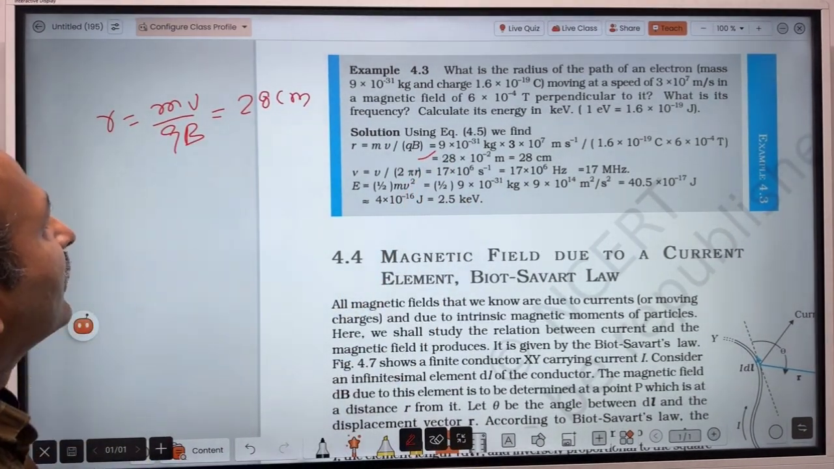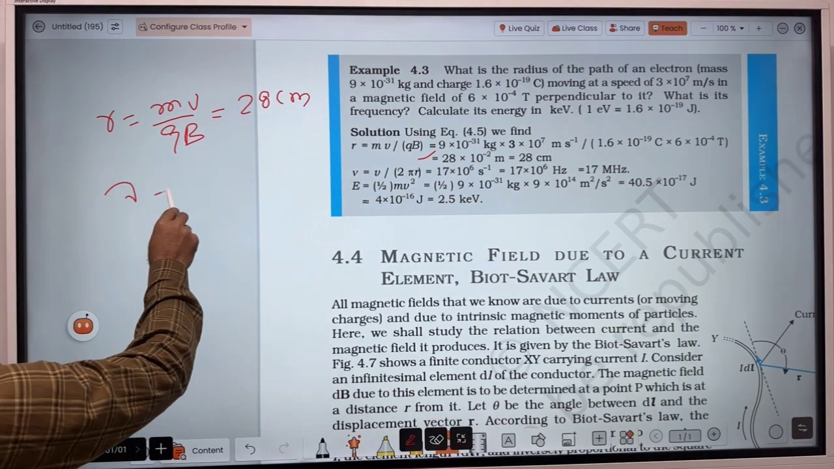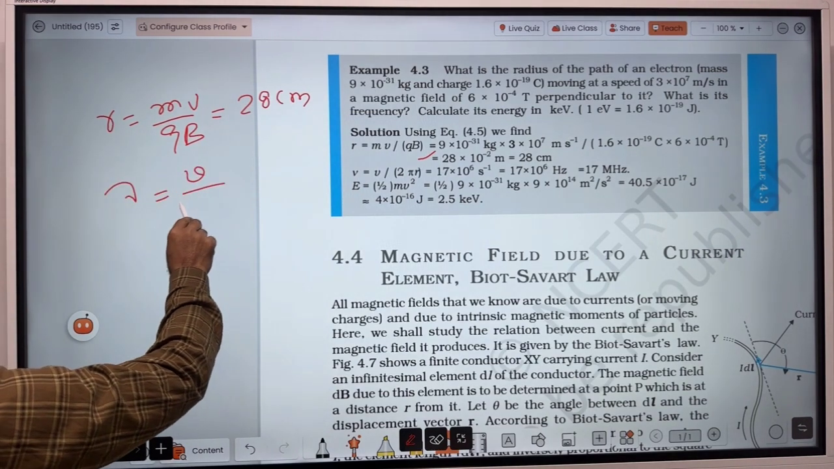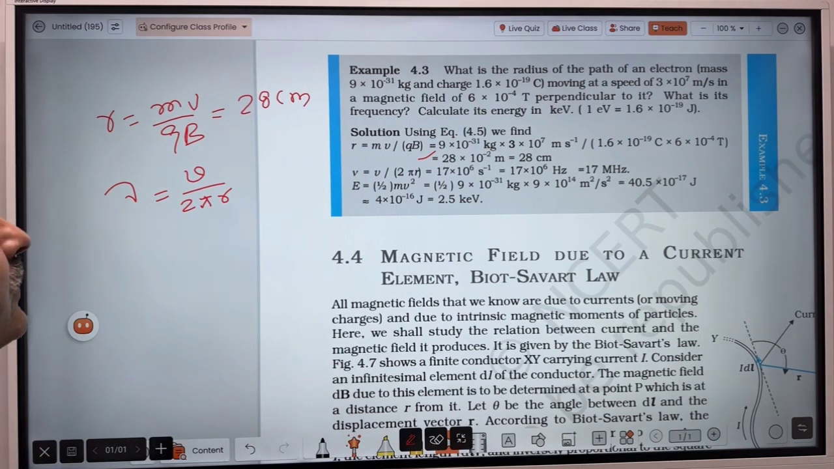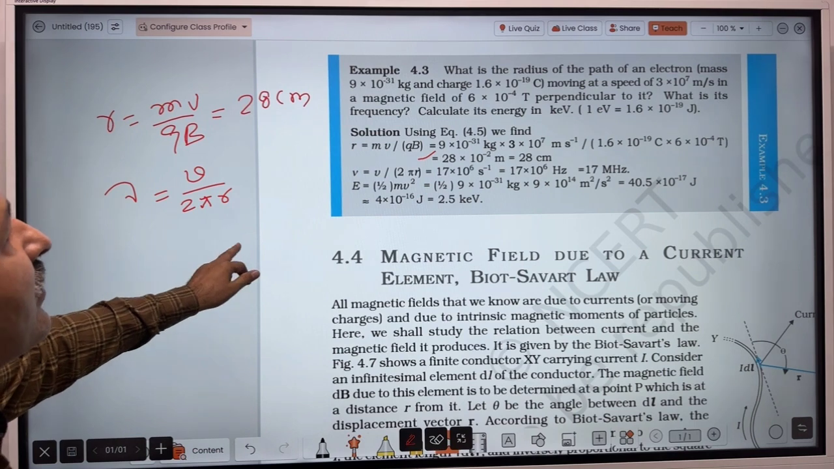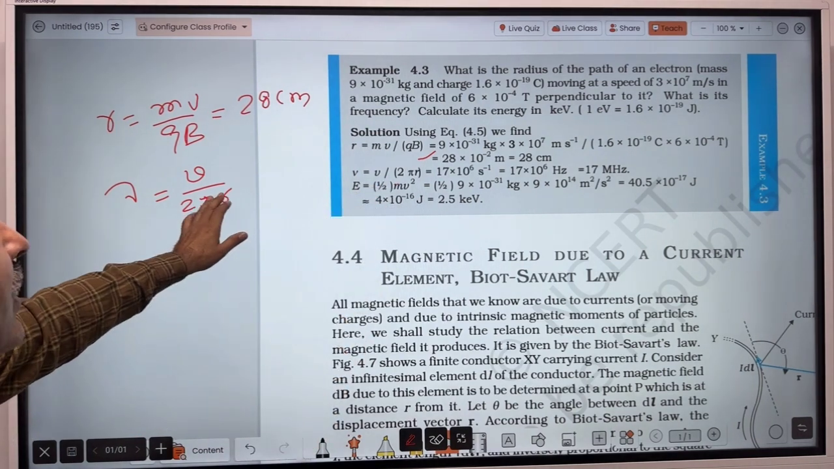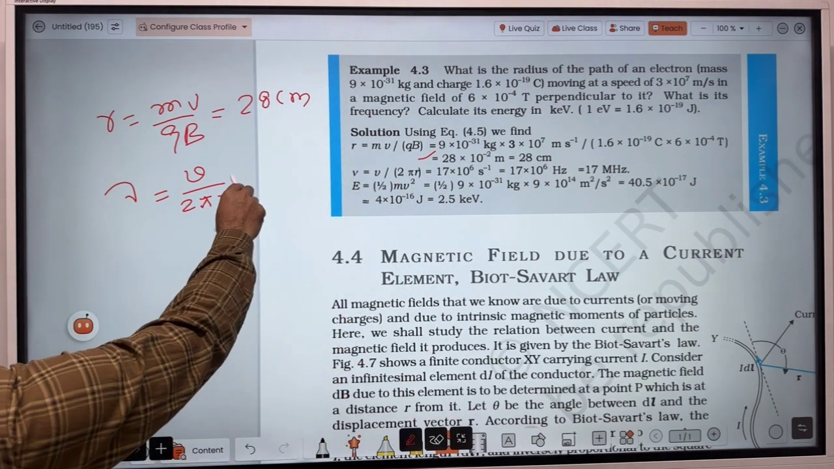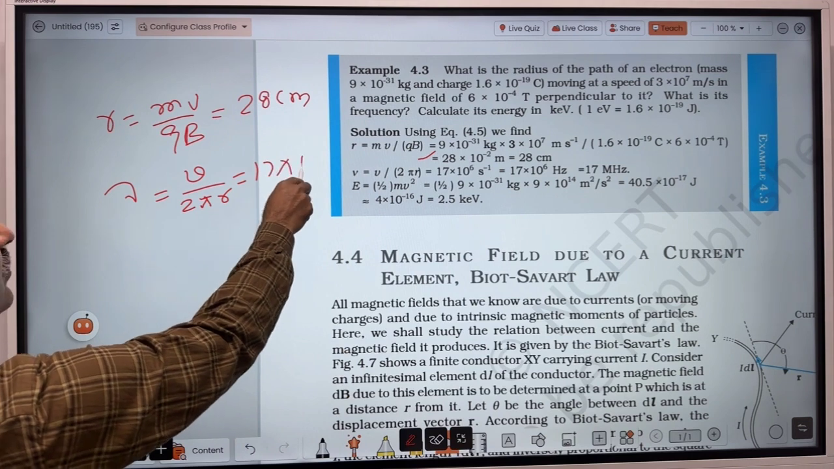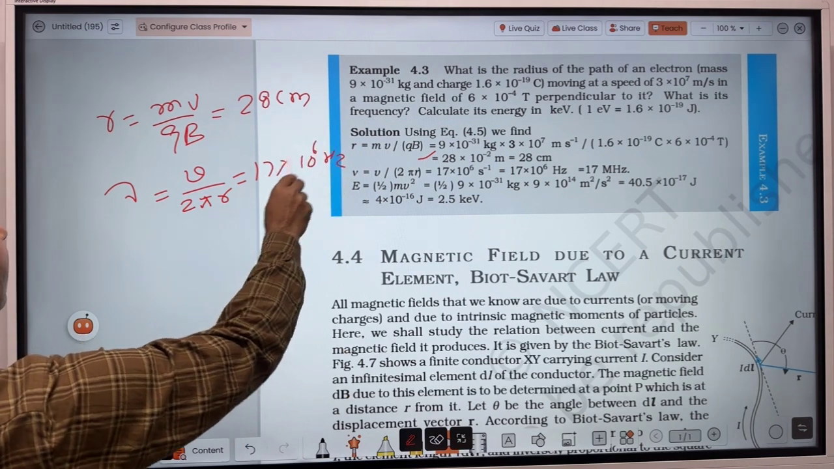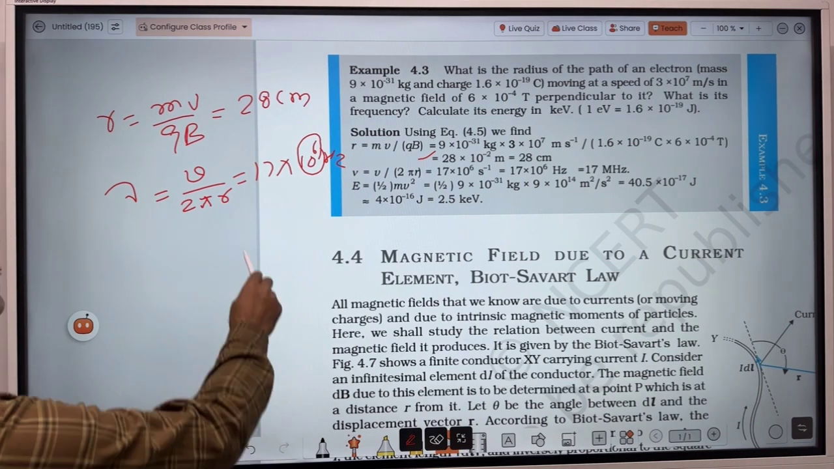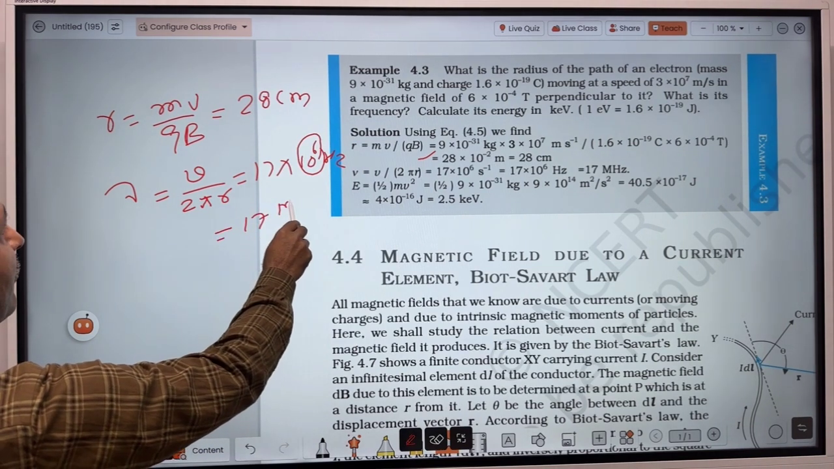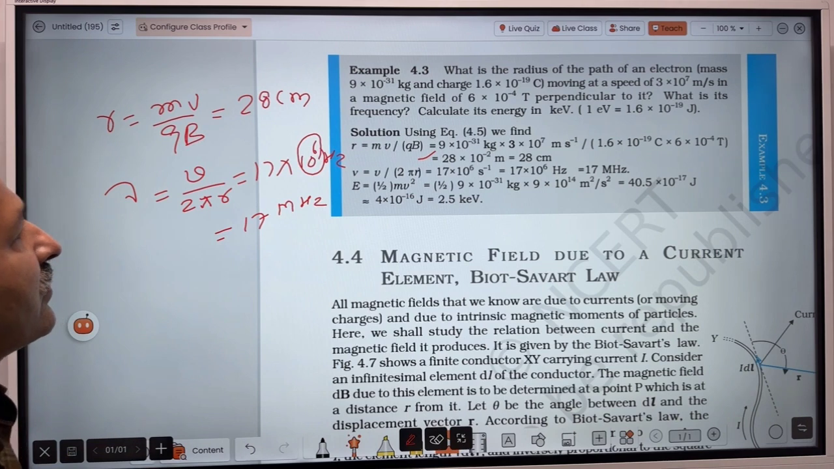Now frequency. So frequency nu can be found by velocity divided by path length, that is 2 pi r. So we can evaluate by putting the values. Velocity is given, radius of the path we have just evaluated. So after putting the values, we will get it as 17 into 10 to the power 6 hertz. And 10 power 6 hertz is million hertz or megahertz. So we can also write 17 megahertz. So this is one thing.